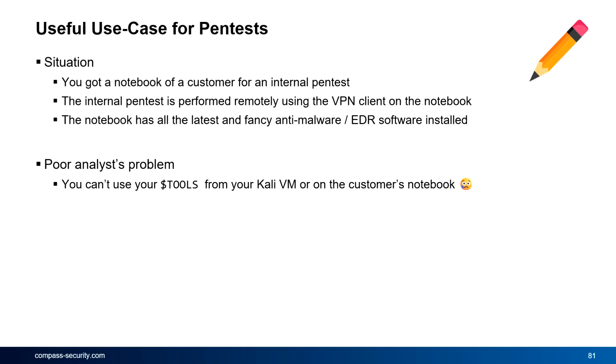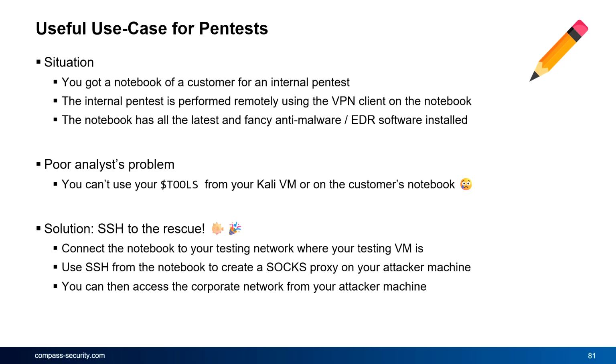So that's the problem. We can't use our tools from Kali because we are just limited to the customer's notebook and we don't have a VPN configuration file, so we can connect our own VM to the customer's network. We can just use the customer's notebook. So now what we can do, we can use SSH to establish such a SOCKS proxy to tunnel arbitrary traffic into the network of the customers. So we can in the end use our own VM via a SOCKS proxy and then access the customer network from our own VM, like our Kali Linux, for example.